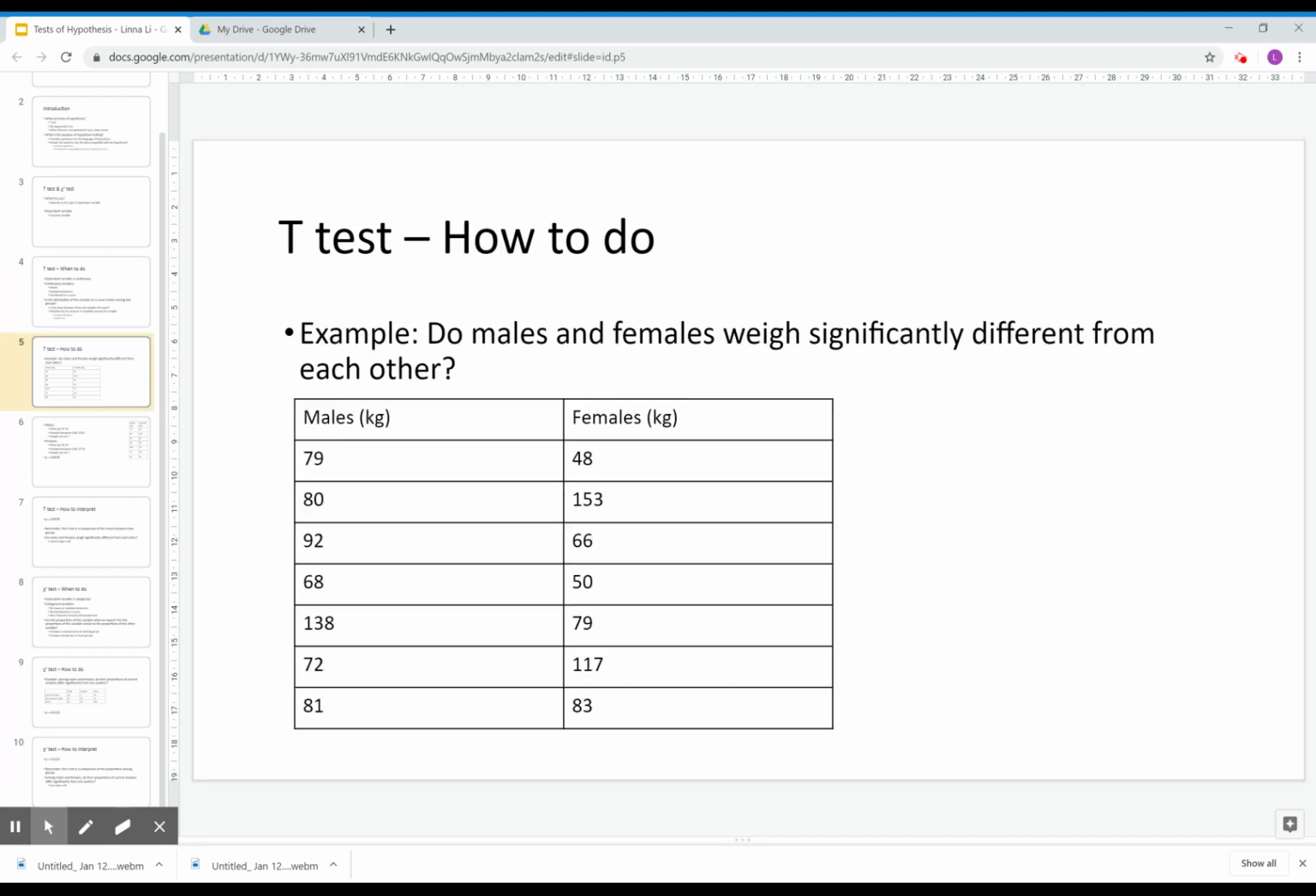To give an example, the t-test could answer, do males and females weigh significantly different from each other? Of note, we're not answering whether any given male or female weighs differently from one another, only whether the average of the males and females in our sample group are significantly different from one another. Here's our data with 7 males and 7 females.